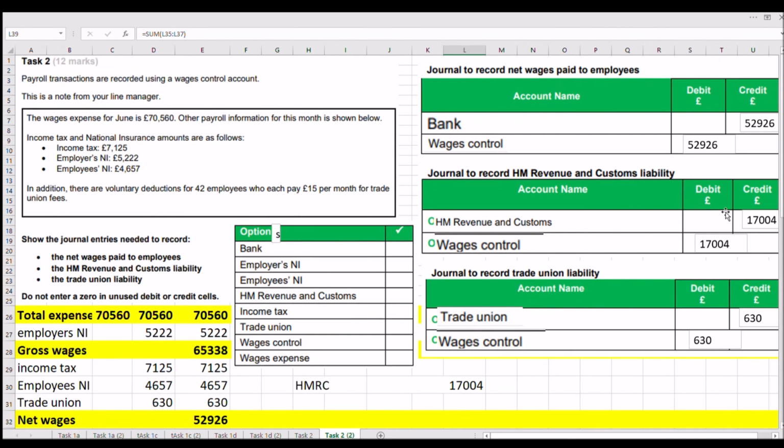Okay, so that's how to do this wages control question, and also how to get 12 out of 12 every time without ever going wrong.